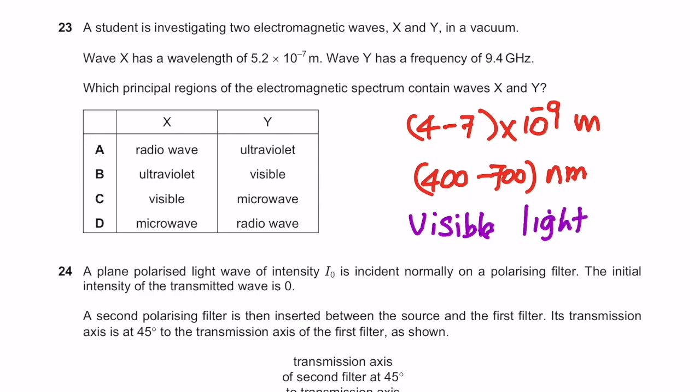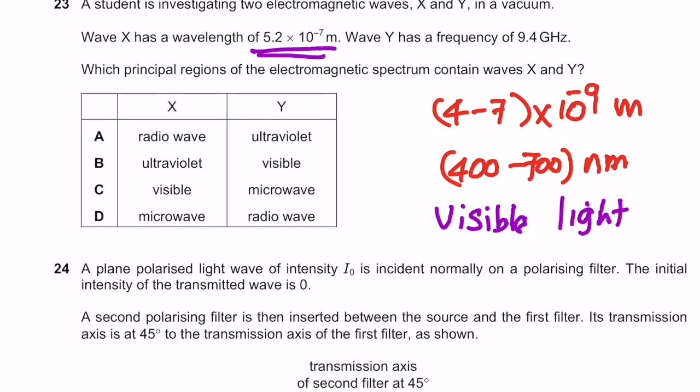So if you look at this first number, it is definitely in visible region. Now the good news is you don't have to worry about the second data. The data given about y is not even relevant. Why? If you look at this, only answer C has visible as the answer for x, so you can simply go and pick answer C.